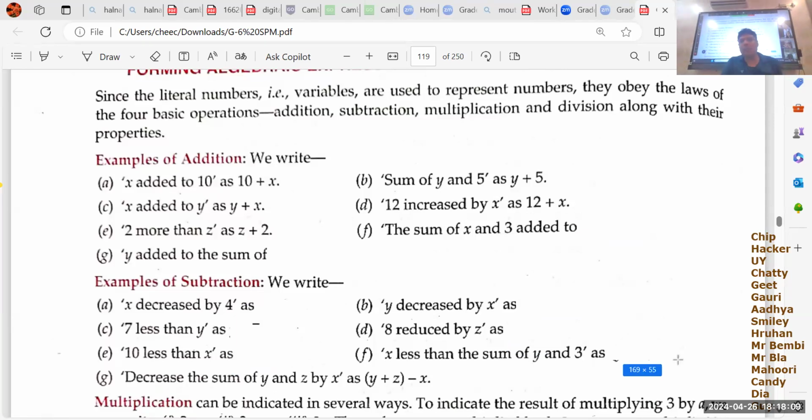Are x, y, z. What are numbers? Numbers are called constants if they are without any x, y, z, and x, y, z are called variables.